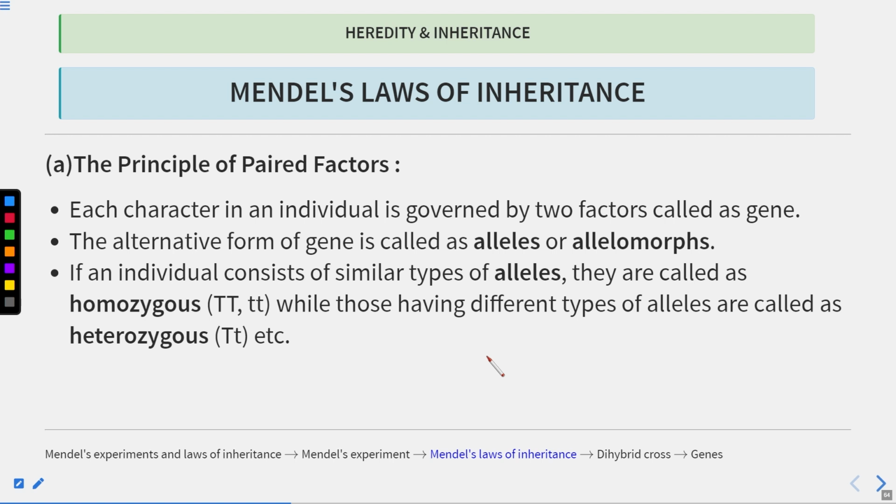First, let's talk about the principle of paired factors. Now each character in an individual is governed by two factors known as genes. So what Mendel concluded is that there are some factors that are responsible for inheritance. Clear? He didn't give the term gene. He said there are some factors. Later on, these factors were found out to be the genes. And these factors are the basis of inheritance, or you can say they lead to inheritance.